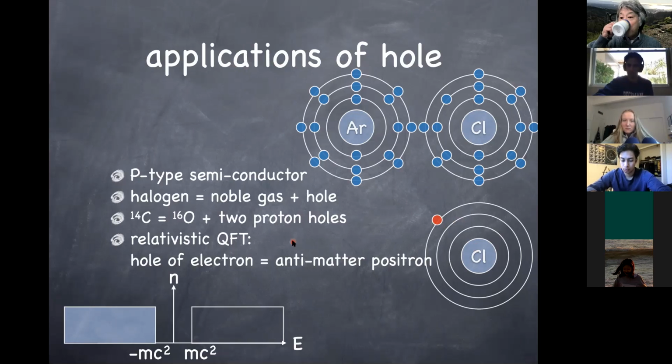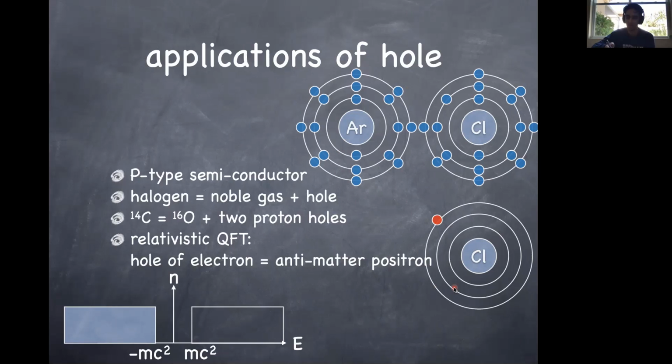I have a question. What's the difference between treating adding a hole and then looking at chlorine versus an argon ion? Because I feel like if you're just adding a hole, you should be talking about an argon ion, not a chlorine atom with an extra proton and neutron or whatever. Yeah, that's a very good question.